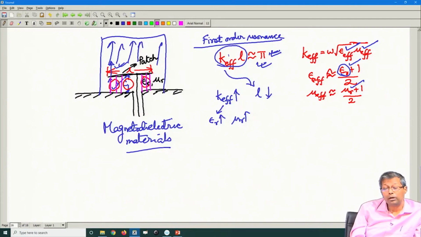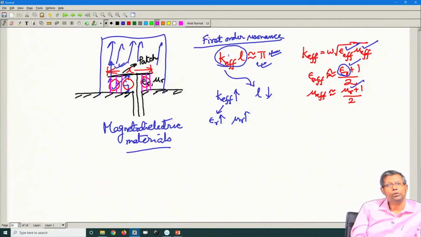But it must be remembered that many important conditions are there regarding this loading. The inclusion size must be very small compared to the wavelength, because we do not want to achieve scattering, we want to achieve effective medium characteristics. So, the dimensions of the inclusions must be electrically small with respect to the wavelength, only then it will be achieved.